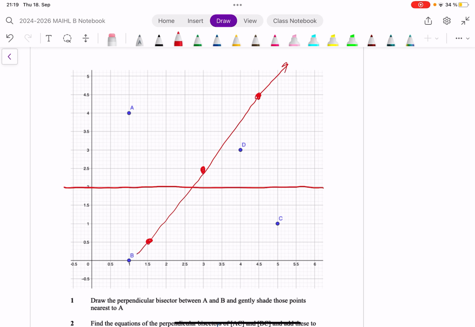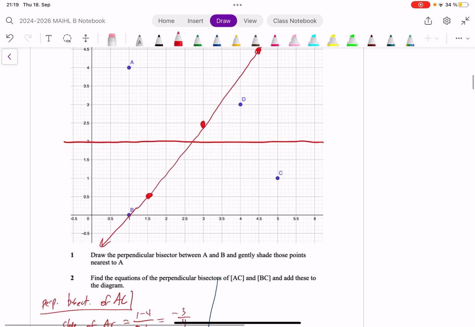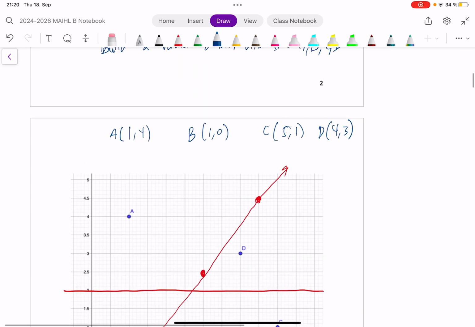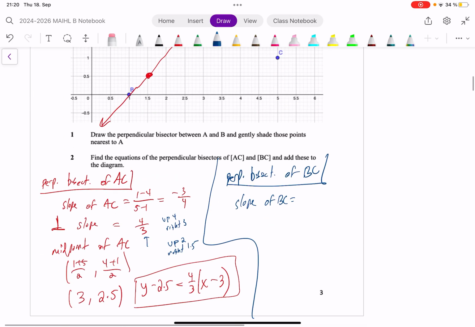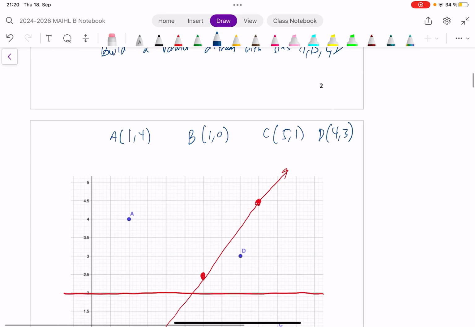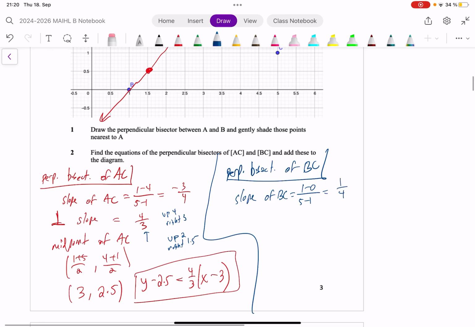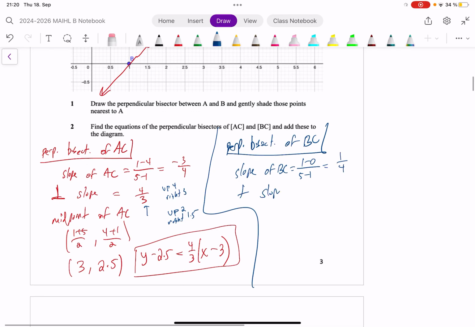Trying to draw it as accurate as I can. So then I need to do a similar thing and find the perpendicular bisector of BC. Right, so maybe pause the video, see if you can do it on your own. Right, so the slope of BC, C to B, is 1 minus 0 over 5 minus 1, which is 1/4. So the perpendicular slope is -4.